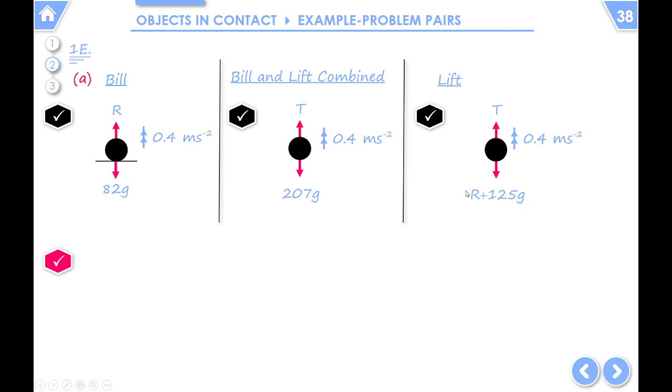Now this R here is not, in this case, going to be equal to 82 g. If there was no acceleration, then that would be the case, but because it's accelerating upwards, that won't be the case.